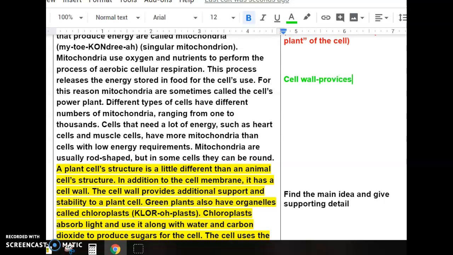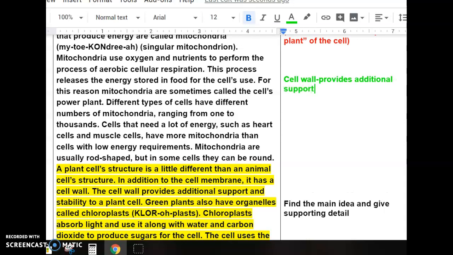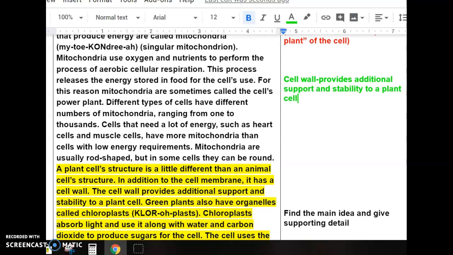It provides additional support and stability to a plant cell. And again, I'm going to keep that in green because this is very specific to a plant cell. Animal cells do not have cell walls.